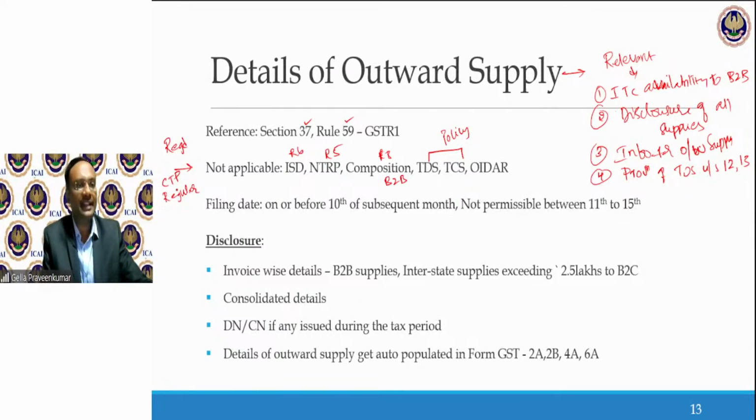The people who file this return are the CTP, who have to give the benefit of input tax credit, and the regular registered person; they need to file Form GSTR-1. What I will do is open this respective GSTR-1 quickly for your understanding.